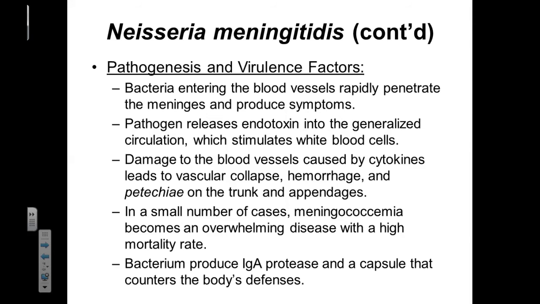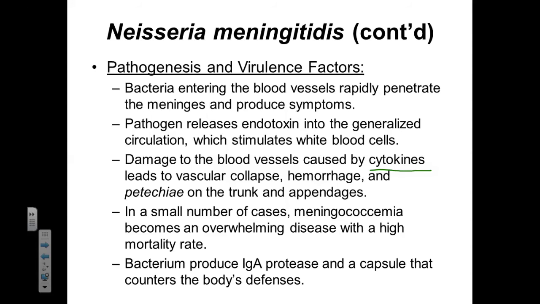The pathogens and virulence factors for this include bacteria entering the blood vessels very rapidly. These blood vessels will penetrate the meninges and allow for the symptoms to be produced by the bacteria as they are reproducing. As these bacteria reproduce, they release endotoxins into the generalized area of circulation. These endotoxins will stimulate white blood cells and cause damage to the blood vessels, in addition to cytokines, which can also cause damage to the blood vessels. As these blood vessels are destroyed from the inside out with the cytokines, we will have vascular collapse and hemorrhaging and petechiae on the trunk and appendages.